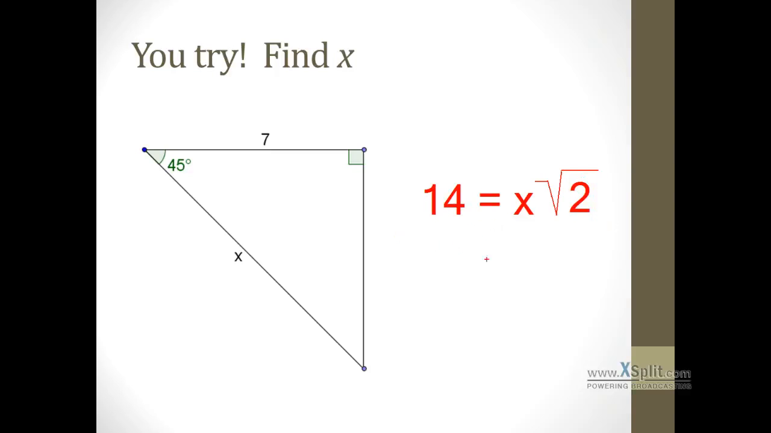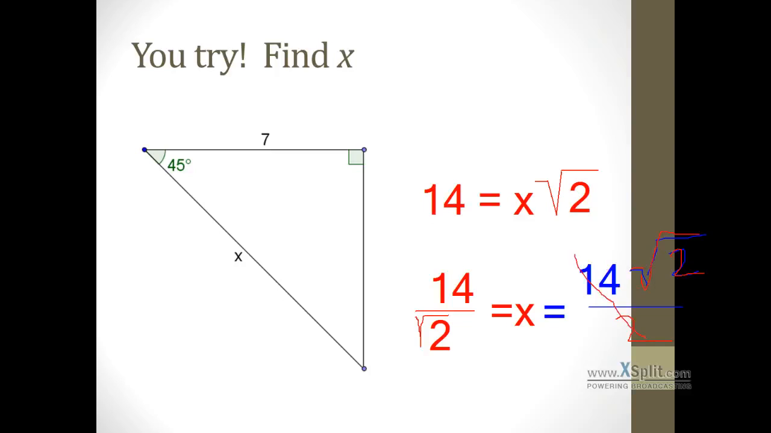I'm going to divide by root 2 on both sides, so we really have 14 over root 2 is equal to x. All right. Now I'm going to simplify this, and this is going to simplify pretty far. I'm going to rationalize it by multiplying by root 2 over root 2. That'll end up giving me 14 times root 2 on top. On the bottom, I'll just have a 2.